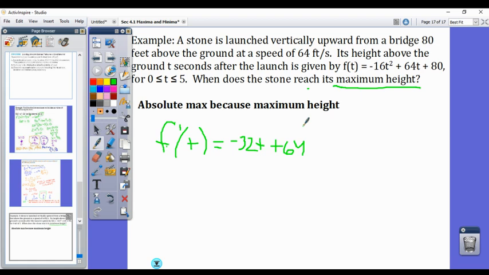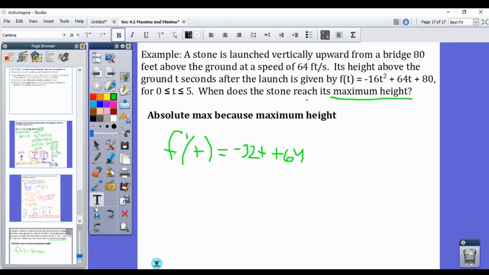So what we're going to do is set that equal to 0. So negative 32t plus 64 equals 0. So I'm going to subtract 64 from both sides, and I'm going to get negative 32t equals negative 64. And then I'm going to divide by negative 32, which is going to give me t equals 2. Okay, so what I'm going to do now is plug in t equals 0, t equals 2, and t equals 5.